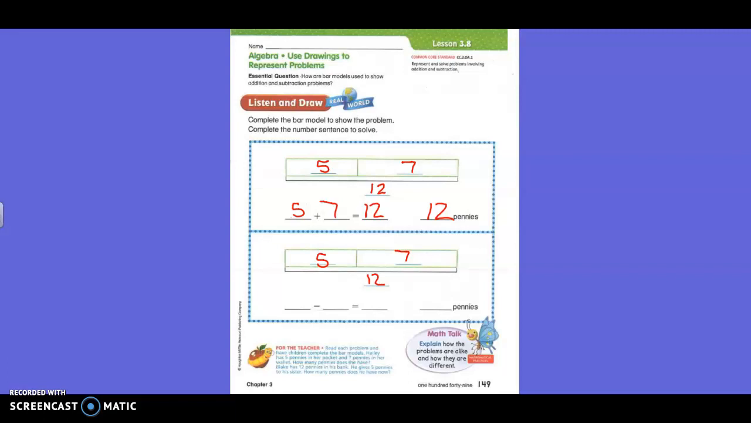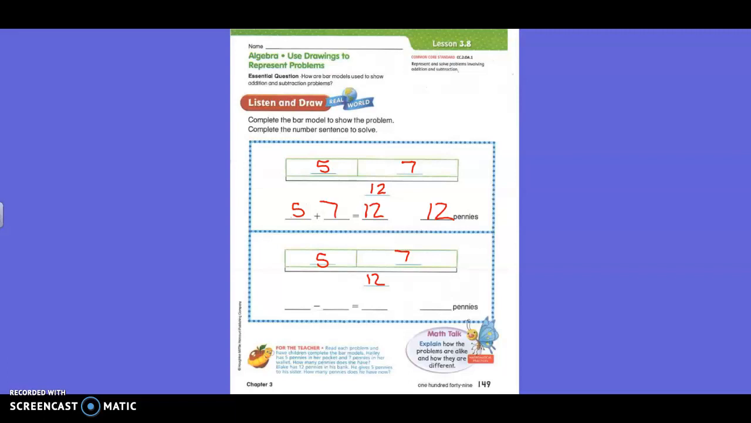5. Okay, why do you say 5? Because it's the first box. Okay, we do that on the first box for addition because you can do whatever number first in addition. But for subtraction, you cannot do whatever number, okay? What kind of number do we have to start with for subtraction?